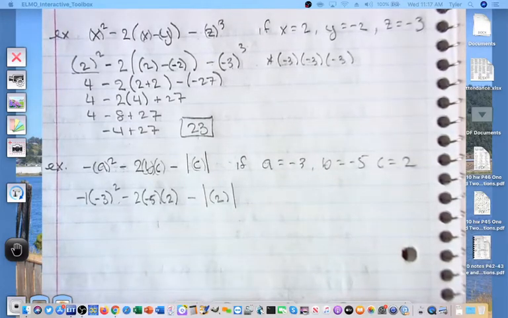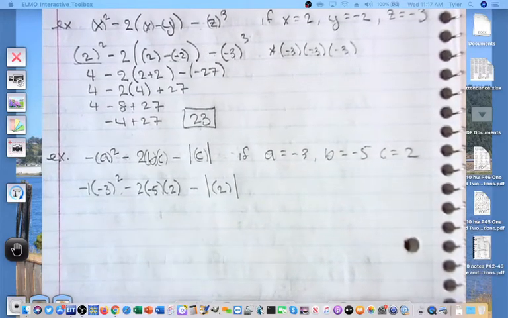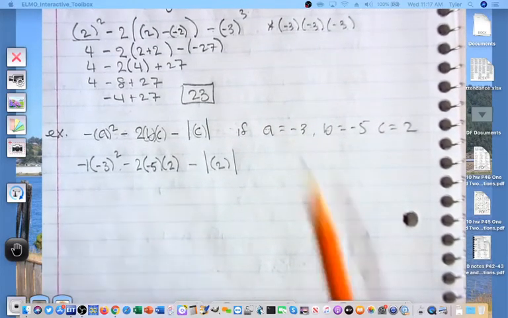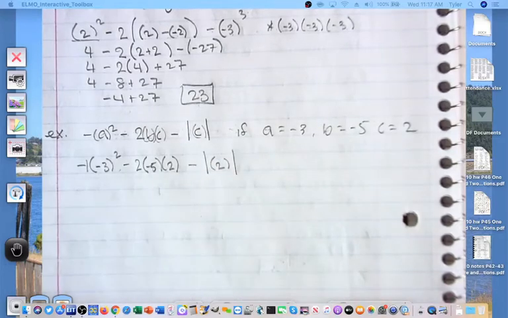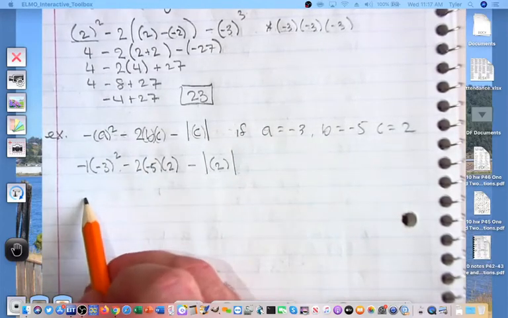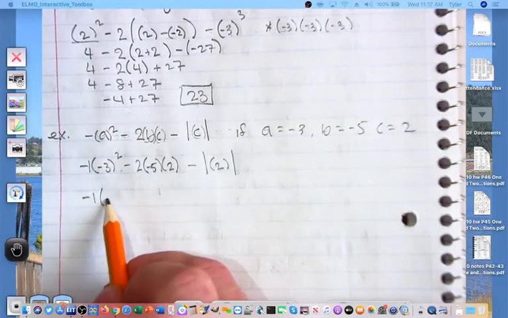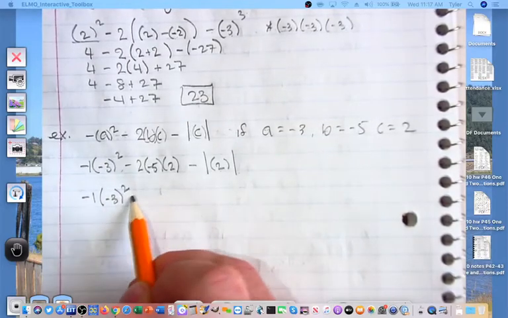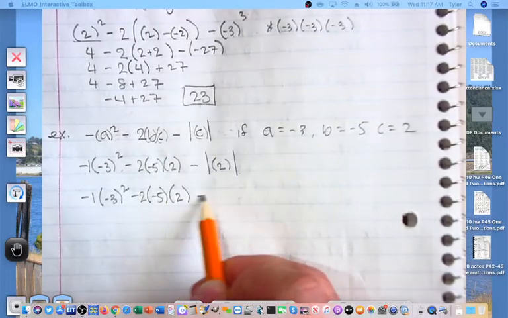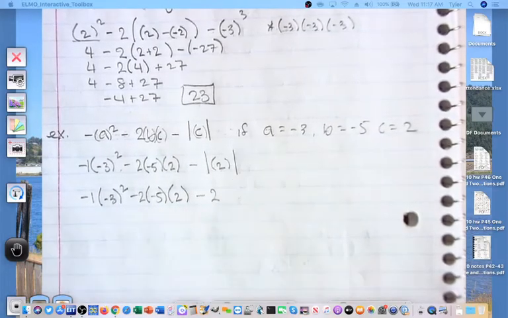Now, I note in that last example, I kind of mixed up my order of operation steps, didn't explain myself as well, so I'm going to be real thorough with this one. First of all, absolute value actually qualifies as a set of parentheses, which is the first thing we should figure out. The absolute value of 2 is 2, so I'm going to rewrite. I have negative 1 times a negative 3 squared minus 2 times negative 5 times 2 minus 2.